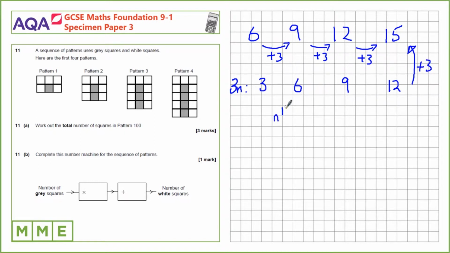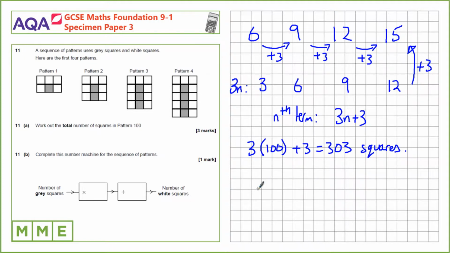So the nth term of this sequence is 3n plus 3. Now that we have it, we can use it to work out the total number of squares in pattern 100. That's 3 times 100 plus 3, which is 303 squares.